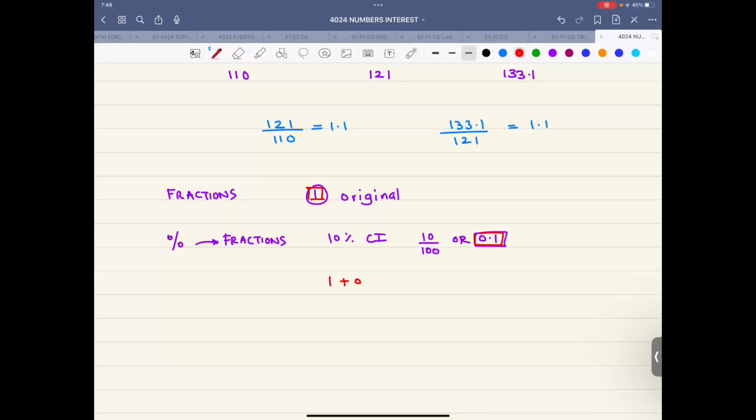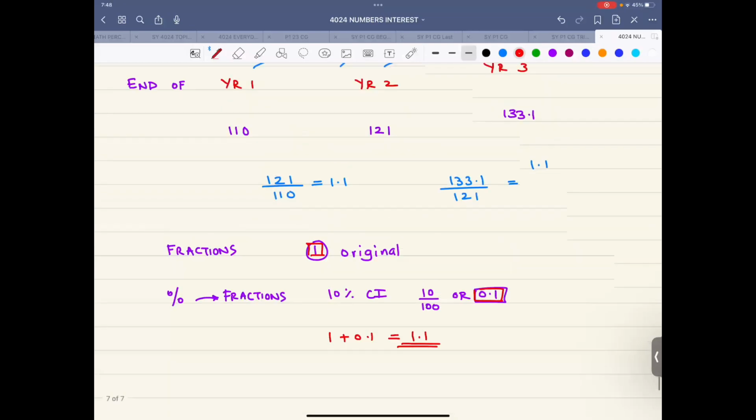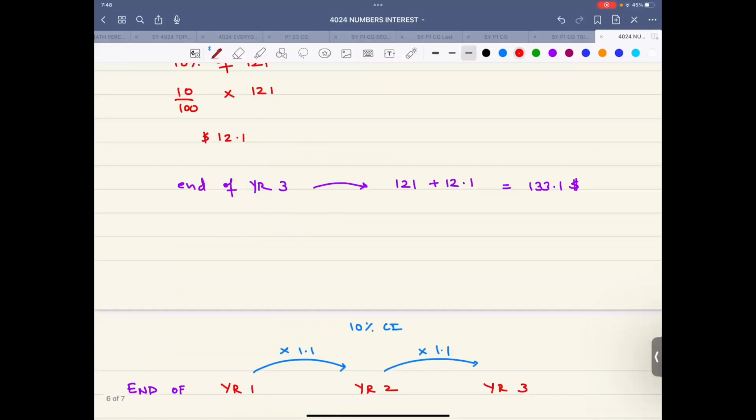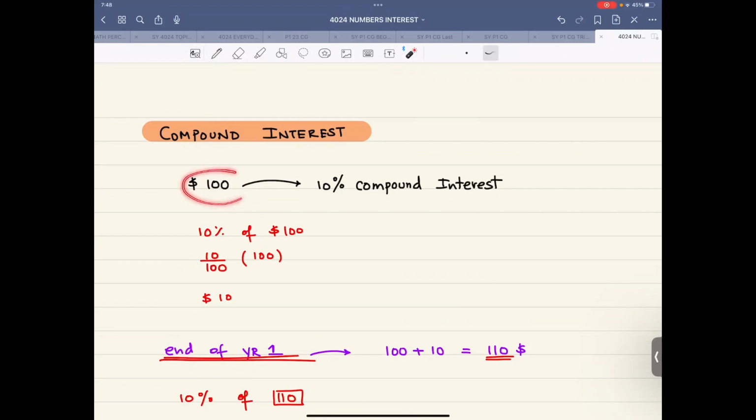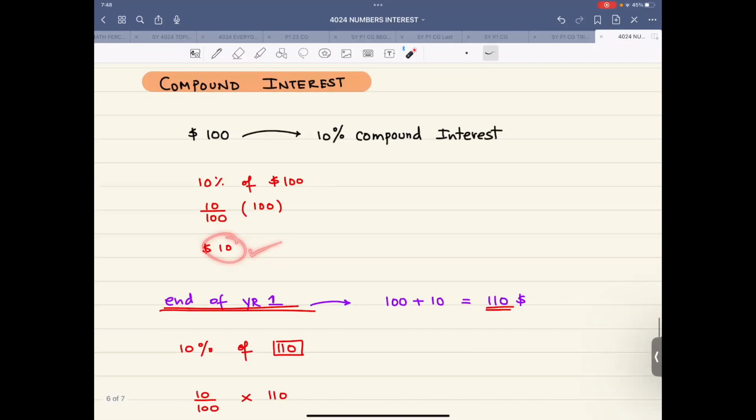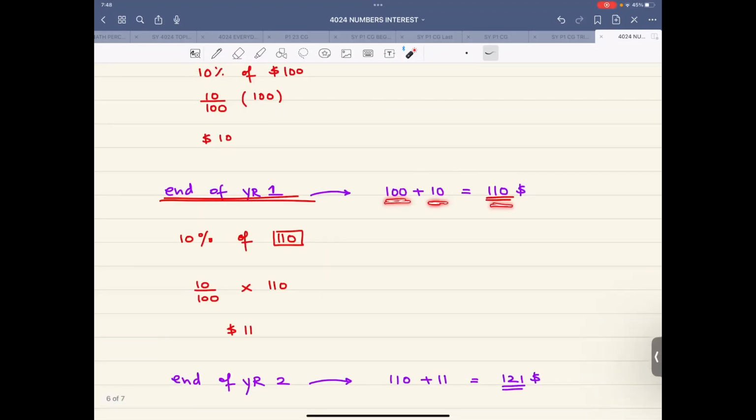So 1 plus 0.1, that is coming out to be 1.1. That is the compounding that is happening. So let me go over it once again. Compound interest, $100. I just took the percentage. This comes out to be $10. Original plus 10, that is 110.